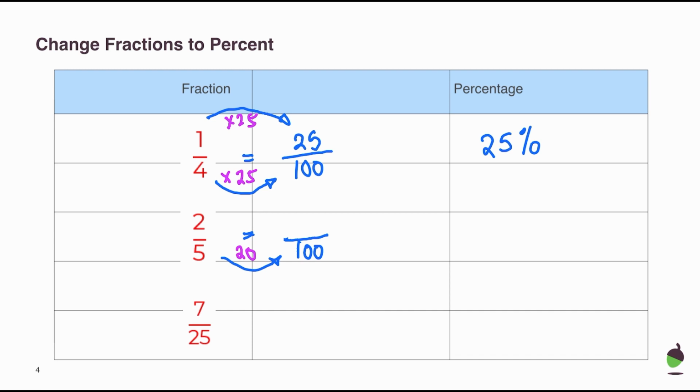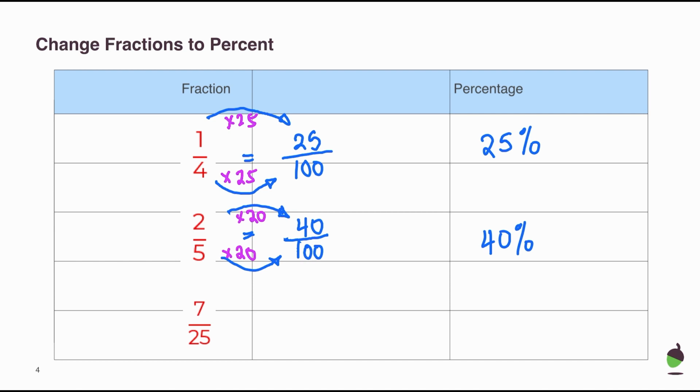So, kung anong ginawa natin dito sa baba, ganun din sa taas. So, imumultiply natin yung taas ng 20. So, 2 times 20 or dalawang 20 is equal to 40. Okay, now, we have 40 out of 100 or 40 per 100. Madali na natin siyang gagawing percent. That would be 40%.